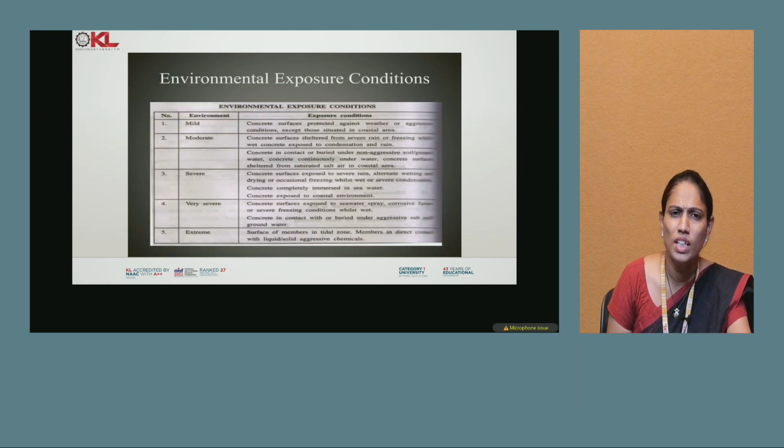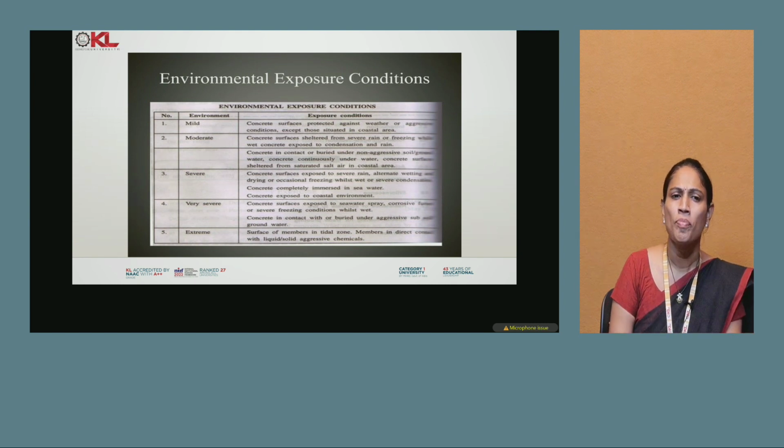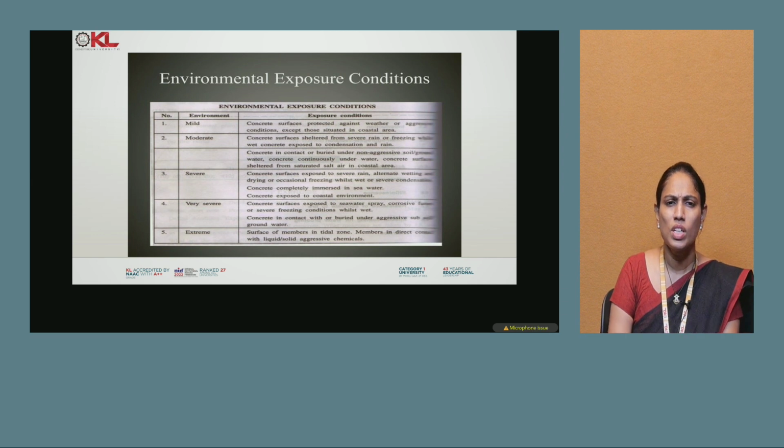So if you see the environmental exposure conditions, we are going to give certain ratings for the effect: how it is classified as mild, moderate, severe, very severe and extreme. Concrete surface protected against weather or aggressive conditions, except those situations in coastal areas, will be considered as a mild one.